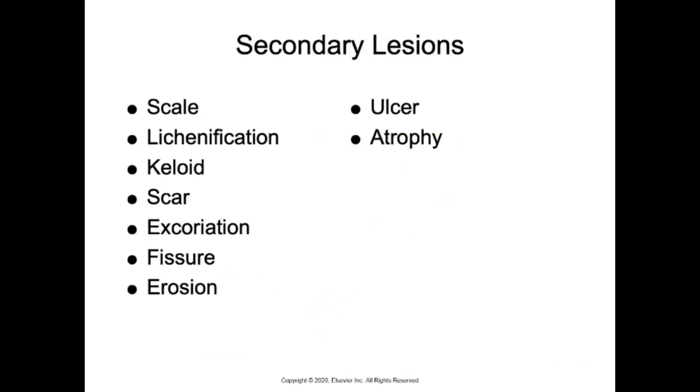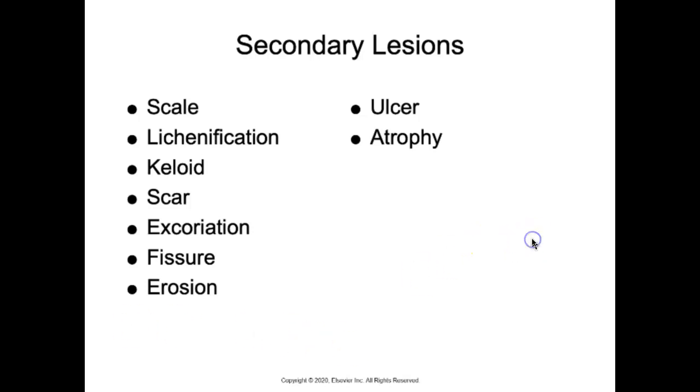Now our primary lesions are the ones that develop as a direct result of the disease process, whereas the secondary lesions are going to be evolving from a primary lesion or develop as a consequence of the patient's activities.